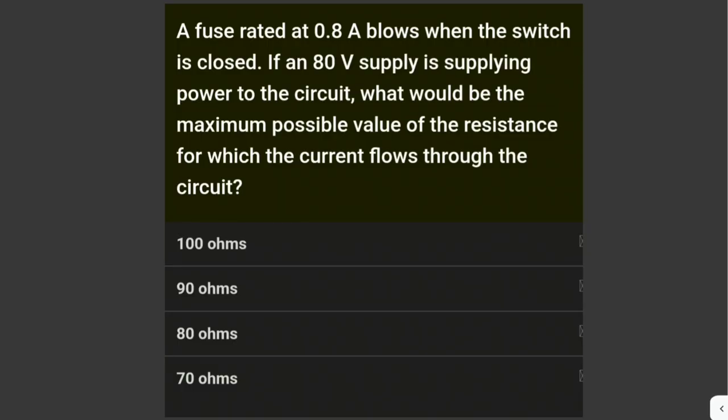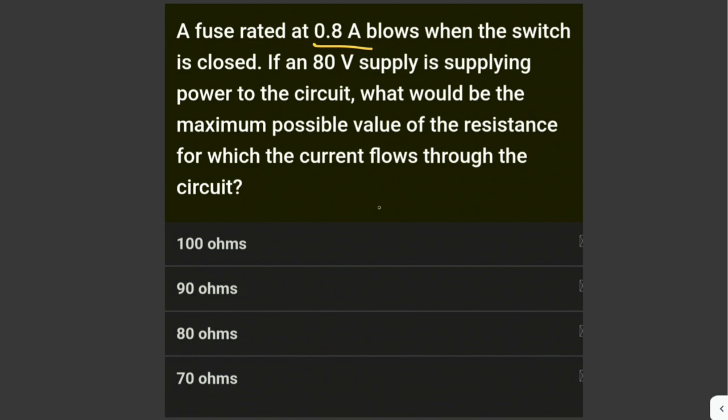A fuse rated at 0.8 amperes blows when the switch is closed. If an 80-volt supply is supplying power to the circuit, what would be the maximum possible value of the resistance for which the current flows through the circuit? It's given that the fuse is rated at 0.8 ampere, which means that the current will continue flowing through the circuit when the current is limited to 0.8 ampere.